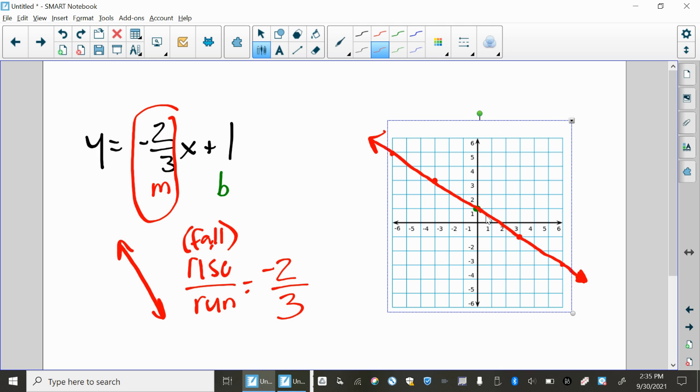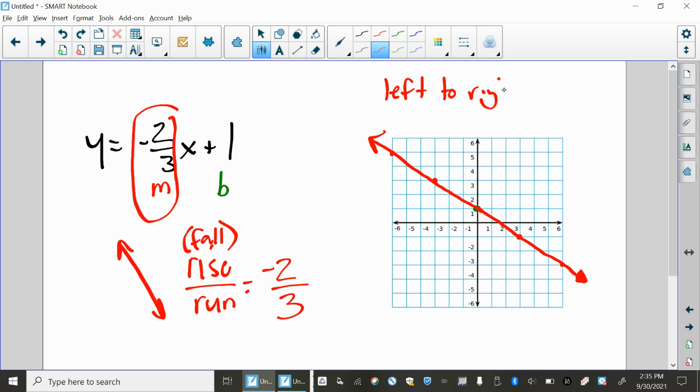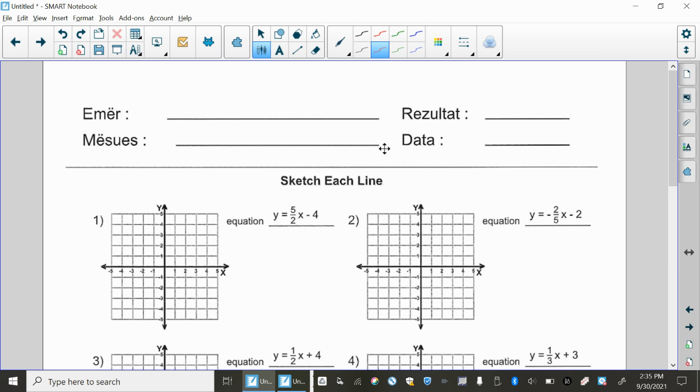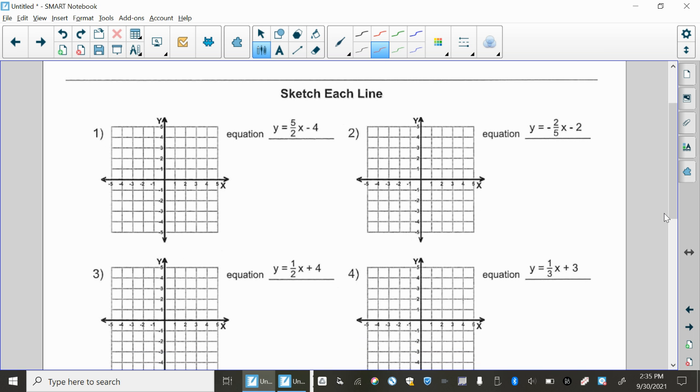If you're wondering, if we go this way here, it looks like it's going up, but we always read our graphs from left to right, just like we read a book, left to right. So we start on the leftmost side, trace that line, it is falling, it is going down, which jibes with the negative slope.